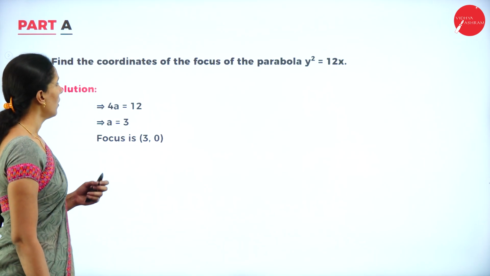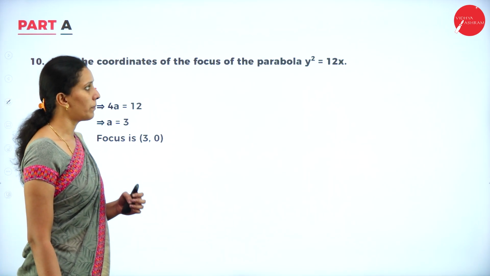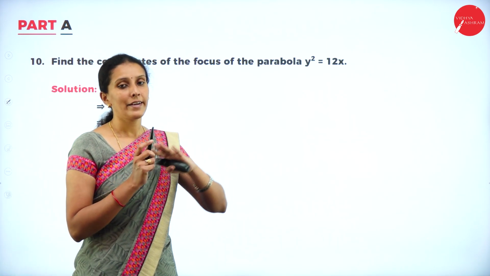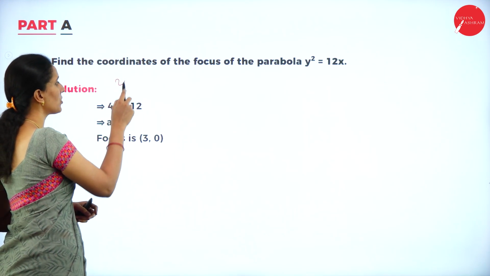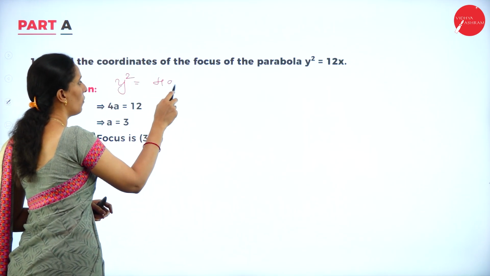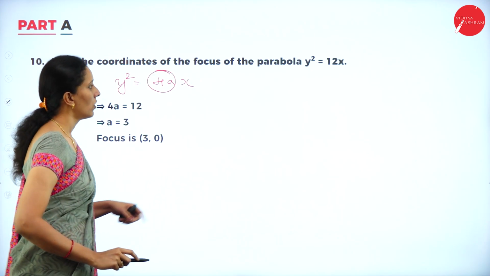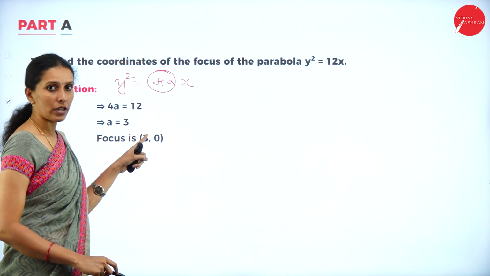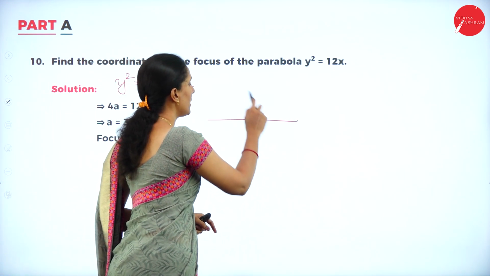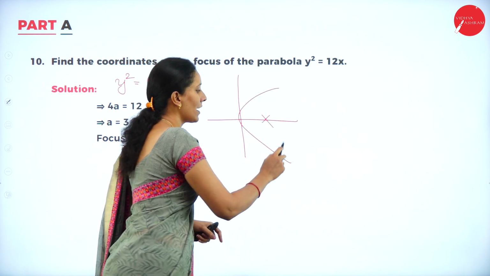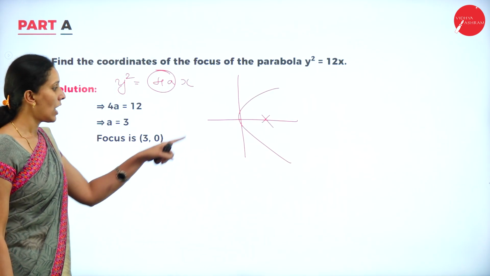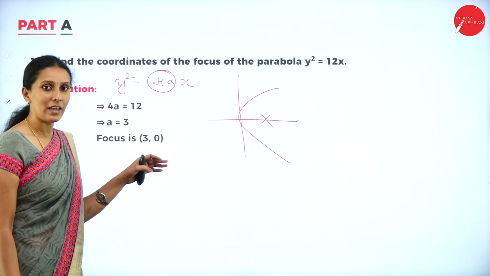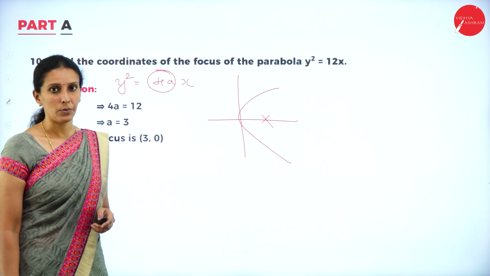Next, find the coordinates of the focus of the parabola y square is equal to 12x. So, clearly this is a right-handed parabola. Hence, its standard equation will be y square is equal to 4ax. Now, we need to find out, 4a is given as 12. Hence, we can find the value of a is equal to 3. Since the parabola is right-handed, focus lies on positive x-axis. Hence, how to write the focus on positive x-axis? (a, 0). Here the value is 3. Hence, it is (3, 0).